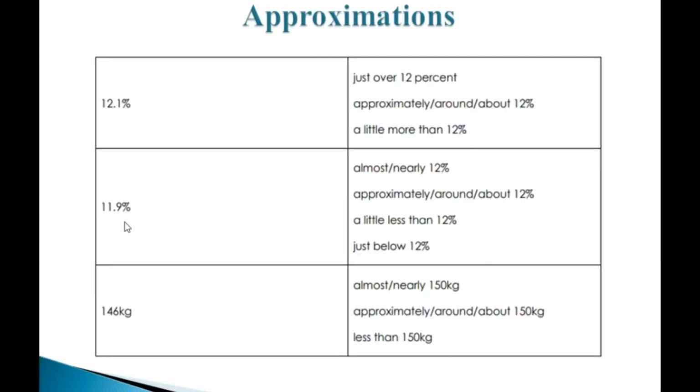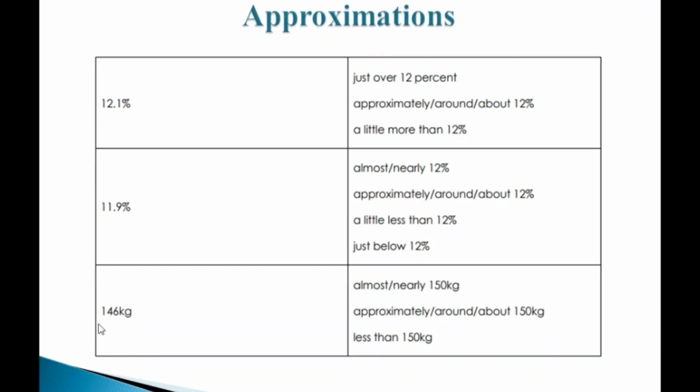Similarly, if a number is less than a whole number, you will use: it is just below 12%, it is a little less than 12%, it is around 12%. Obviously, the number does not necessarily have to be 12%; it can be any number, 45, 49, 52, 78 point something. So for any decimal number you can use these approximations.